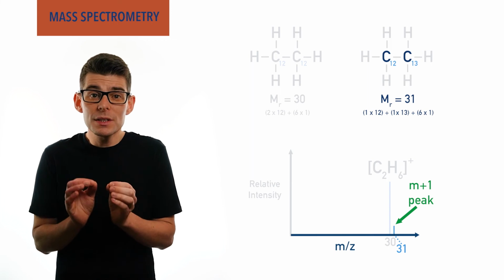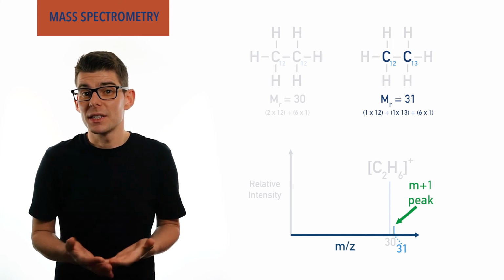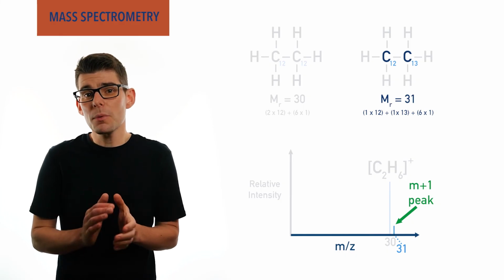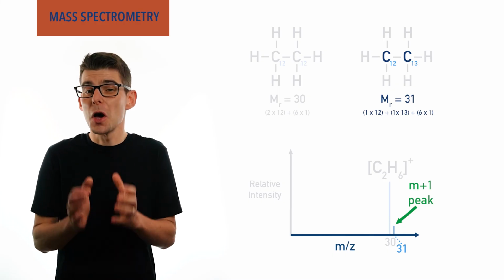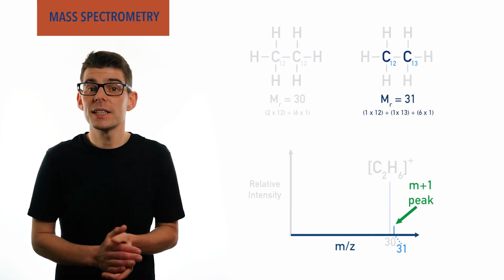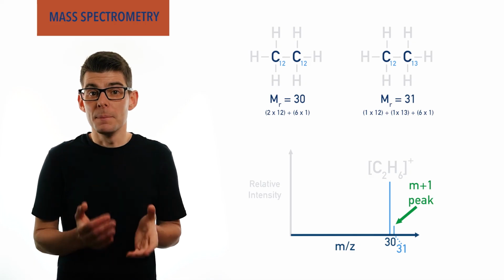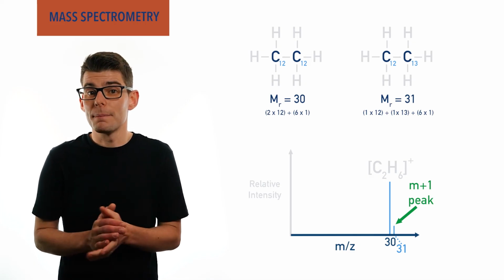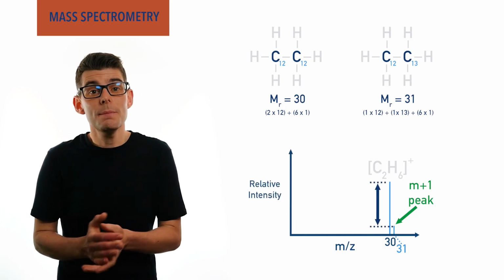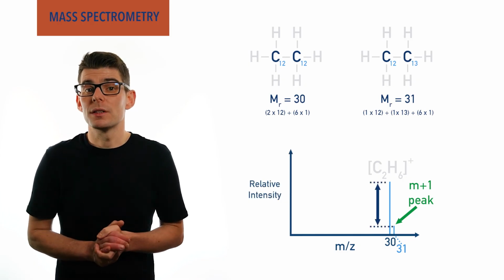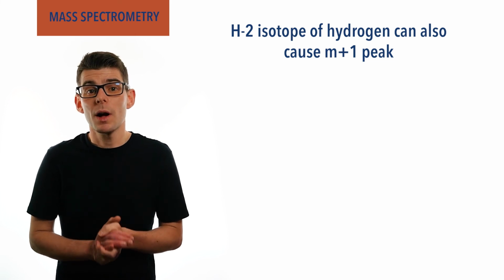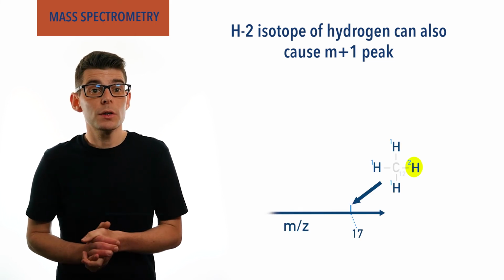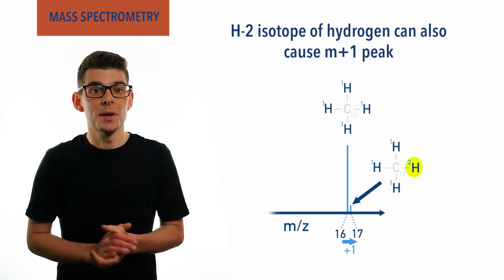Because only a very small proportion of ethane molecules would contain a carbon-13 atom, the number of molecules with the carbon-13 atom in and a relative mass of 31 would be much, much smaller than the number detected with only carbon-12 atoms, meaning the height, or relative abundance, of the M+1 peak is much lower than the main molecular ion peak. The H2 isotope of hydrogen, deuterium, can also cause an M+1 peak, as again, molecules that contain an atom of deuterium will have a relative mass 1 greater than molecules that only contain the hydrogen-1 isotope of hydrogen.